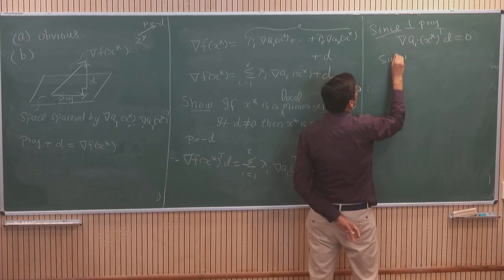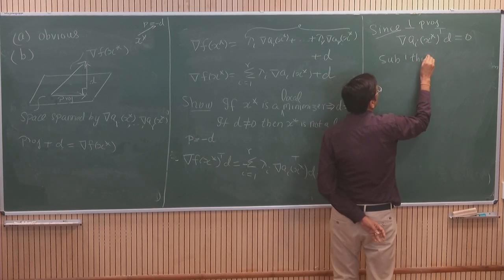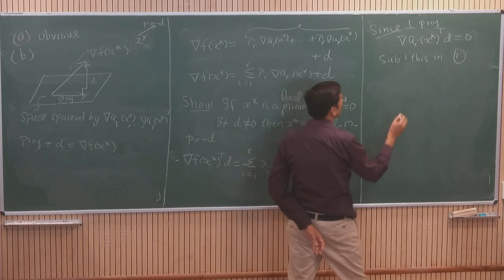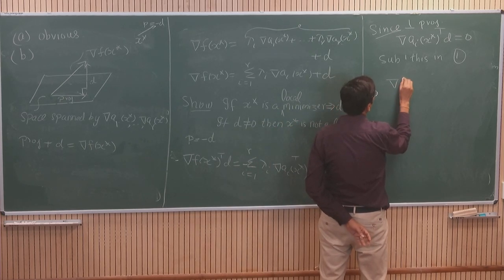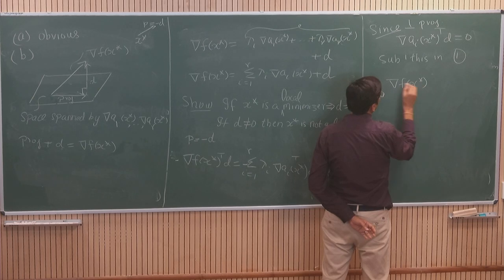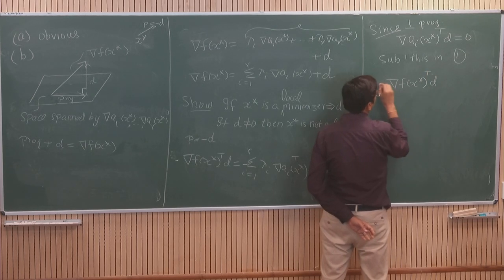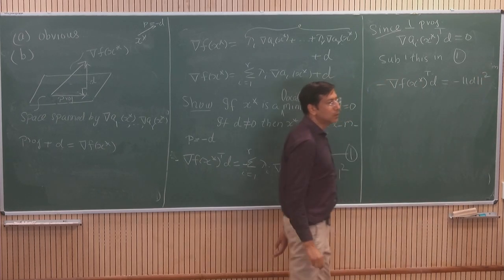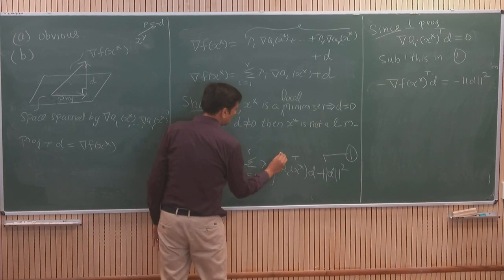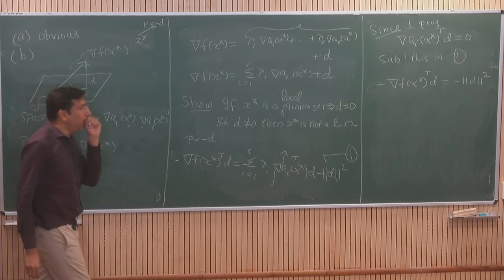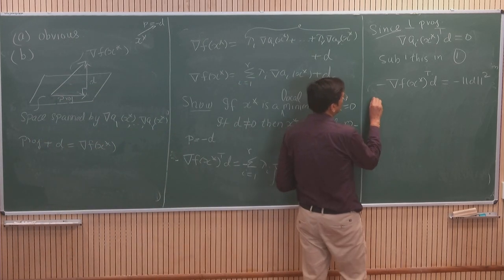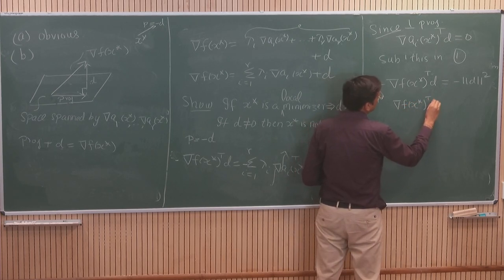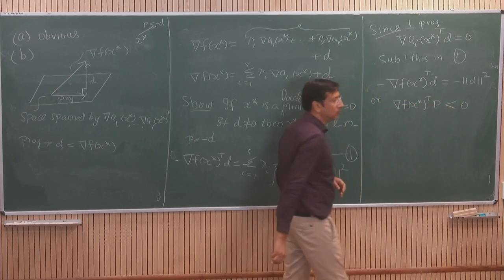So substituting this in 1, we get that the gradient of f x star transpose d is equal to minus norm of d squared. Correct? This term becomes 0. Or gradient of f x star transpose p is negative.